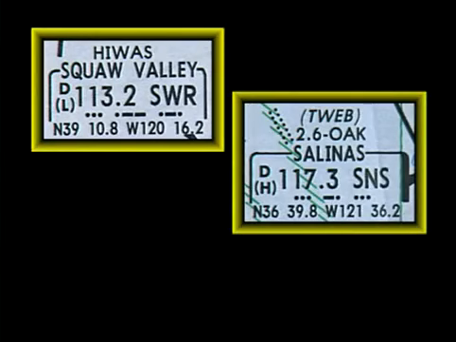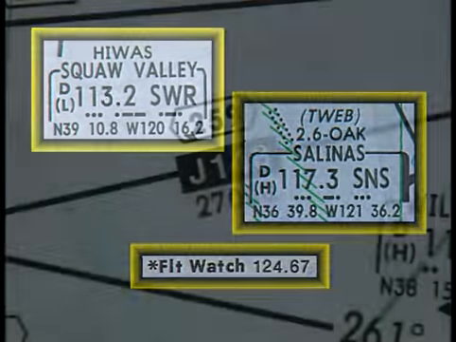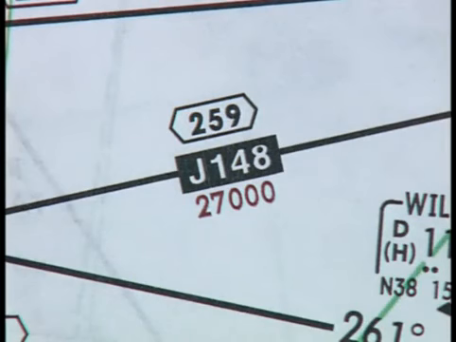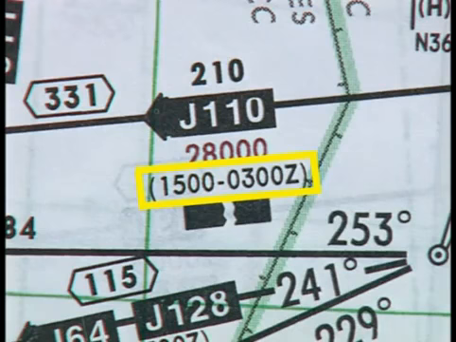Frequencies for HIWAS and TWEB, along with flight watch information, are included on high-altitude charts where available. Jet routes are shown in the same basic manner as Victor Airways. If the jet route designator is shown inside an arrow, such as J110, the airway is a preferred one-way route. If an effective time is also included, it is only one way during that particular time. Otherwise, it is a two-way airway.